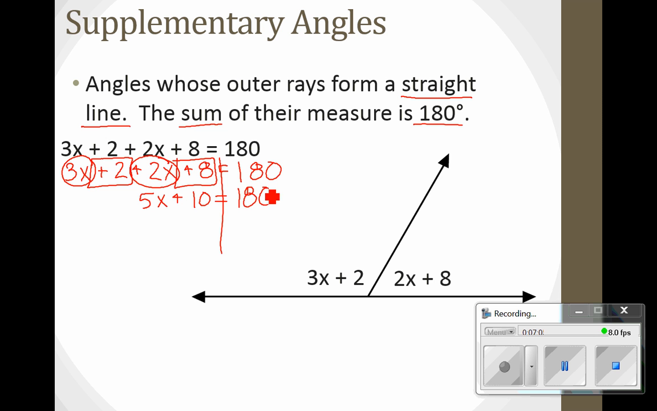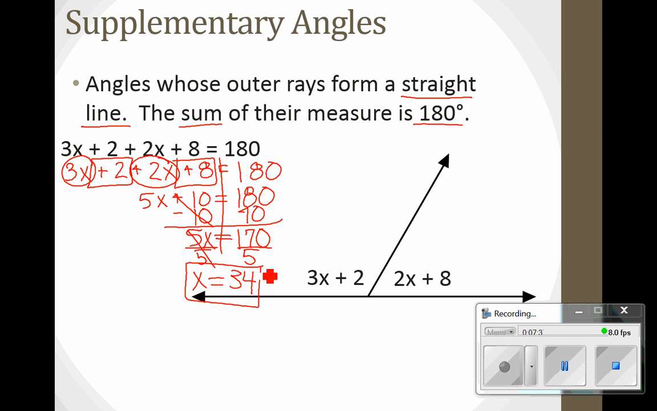Now I have a two-step equation. I'm going to subtract 10 from both sides. 5x equals 170. Divide. 170 divided by 5 is 34. So x equals 34, and we could put a box around that.